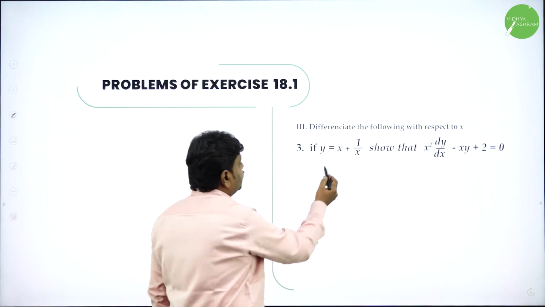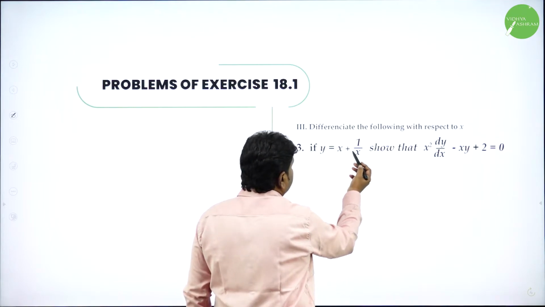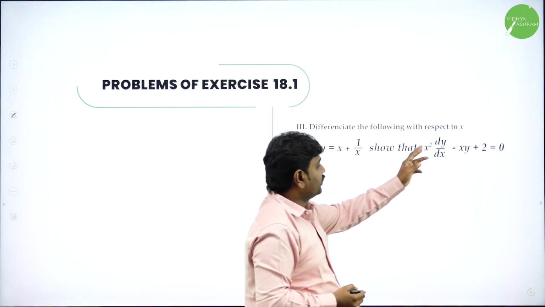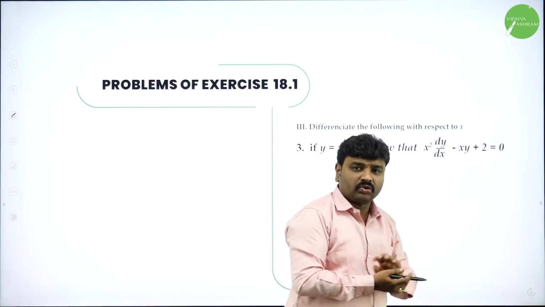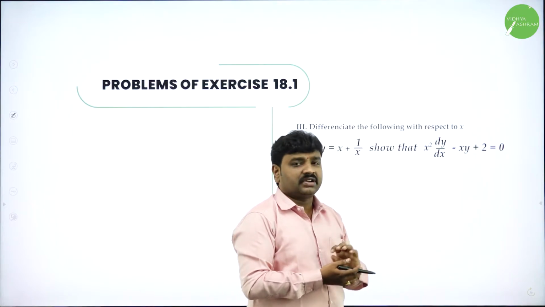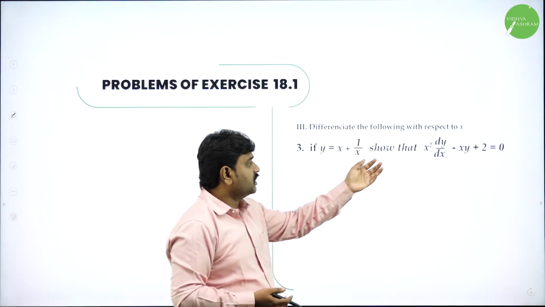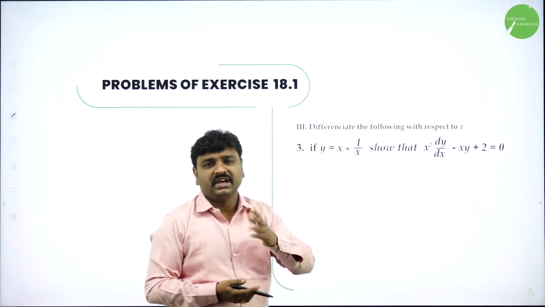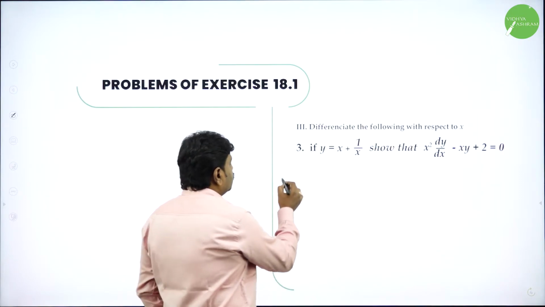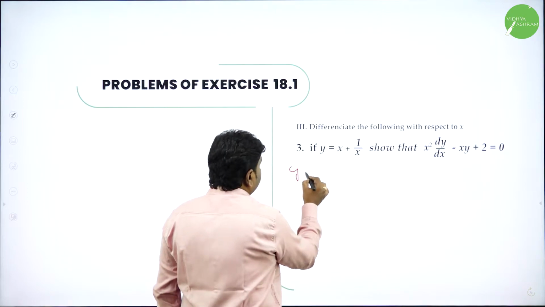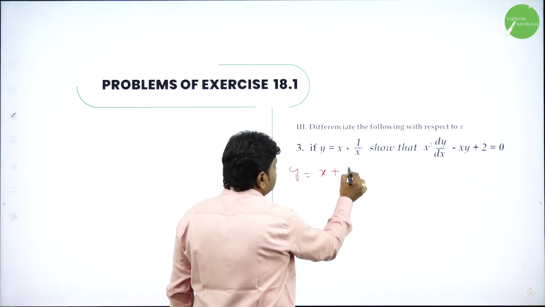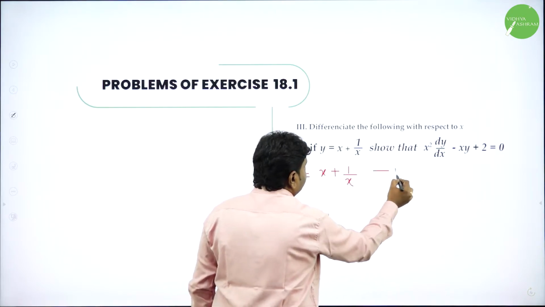What is problem 3? They gave y is equal to x plus 1 by x. They want you to prove x square dy by dx minus xy plus 2 equal to 0. Here you can see dy by dx. So first find dy by dx and substitute in this equation to get the answer. Simple. Now y is given. What is y given? x plus 1 by x. Call this equation 1.